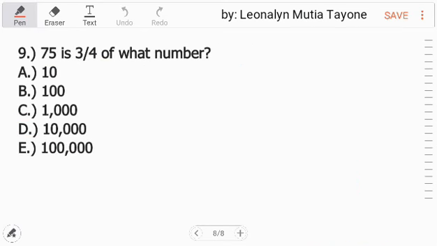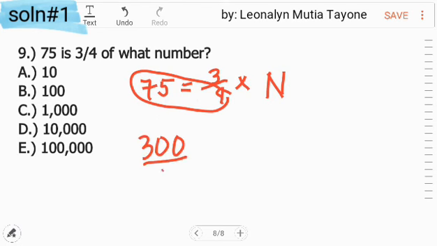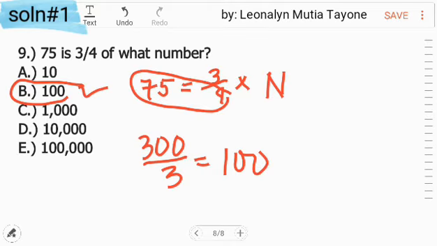Question number 9. 75 is 3/4 of what number? Kopyahin si 75, ang is equal yan siya. 3/4 of what number? Of multiplication, let n be that number. Ang pinakamadaling gawin mo, i-multiply mo yan at i-divide mo ng 3. 75 times 4, that is 300. Divided by 3, that is 100. So, ang answer dito ay letter B.